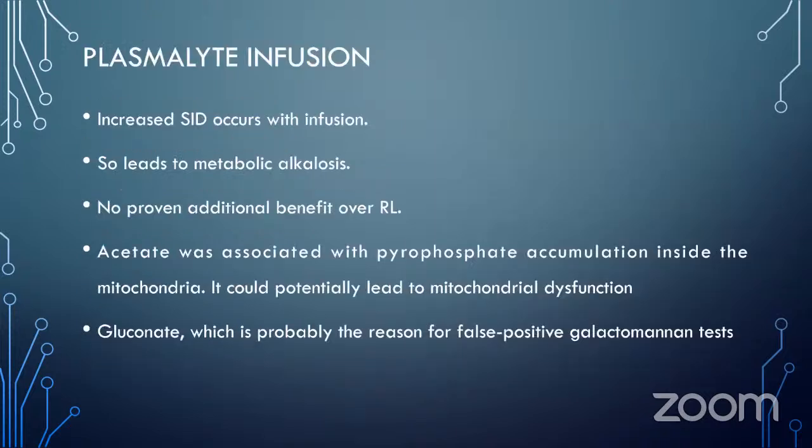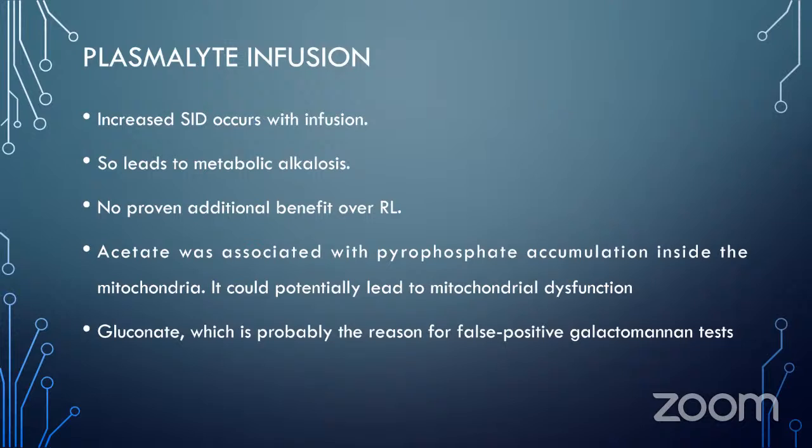With Plasmalyte infusion, an increased strong ion difference occurs. The normal physiological strong ion difference is around 40 to 42, so the strong ion difference of Plasmalyte is close to 50. So when you give Plasmalyte, there is a chance that the strong ion difference can increase, which can lead to a theoretical or probable chance of metabolic alkalosis. But there is no proven additional benefit of Plasmalyte over Ringer lactate when compared.